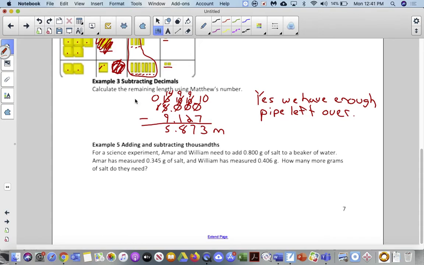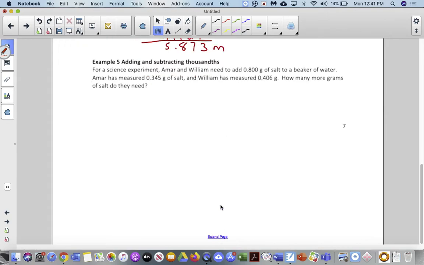The next example. Adding and subtracting thousandths. For a science experiment, Amara and William need to add 0.800 grams of salt to a beaker of water. Amara has measured 0.345 grams of salt, and William has measured 0.406 grams of salt. How many more grams of salt do they need? So first off, I'm going to add 0.345 and 0.406. Who caught it? Who can tell me why this is incorrect?